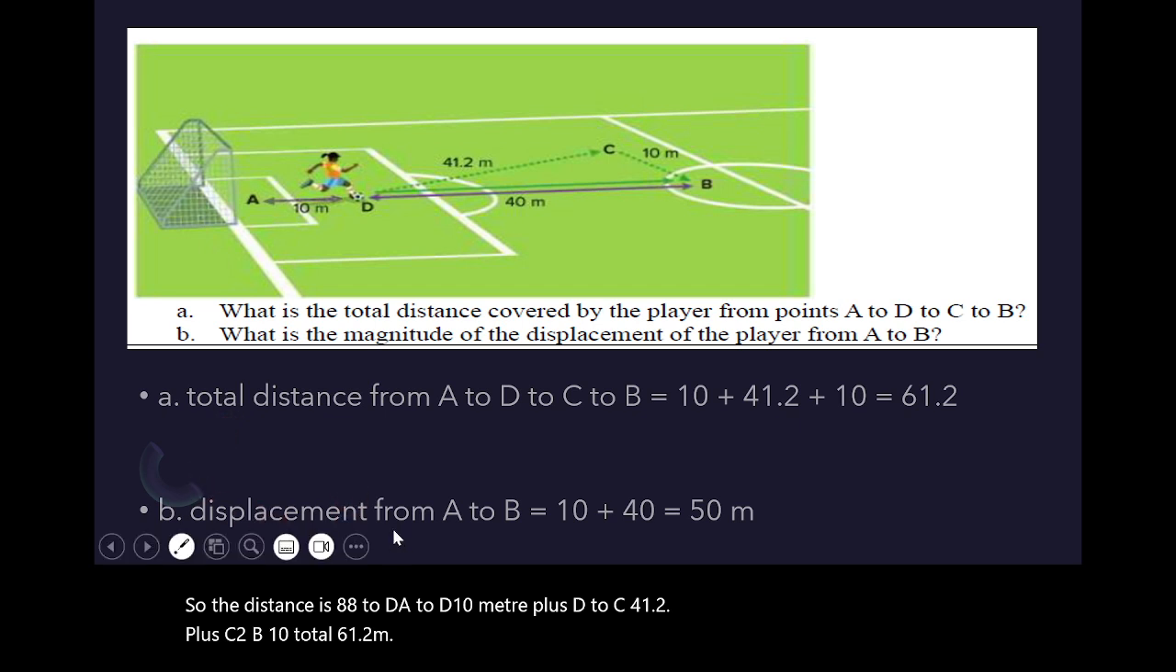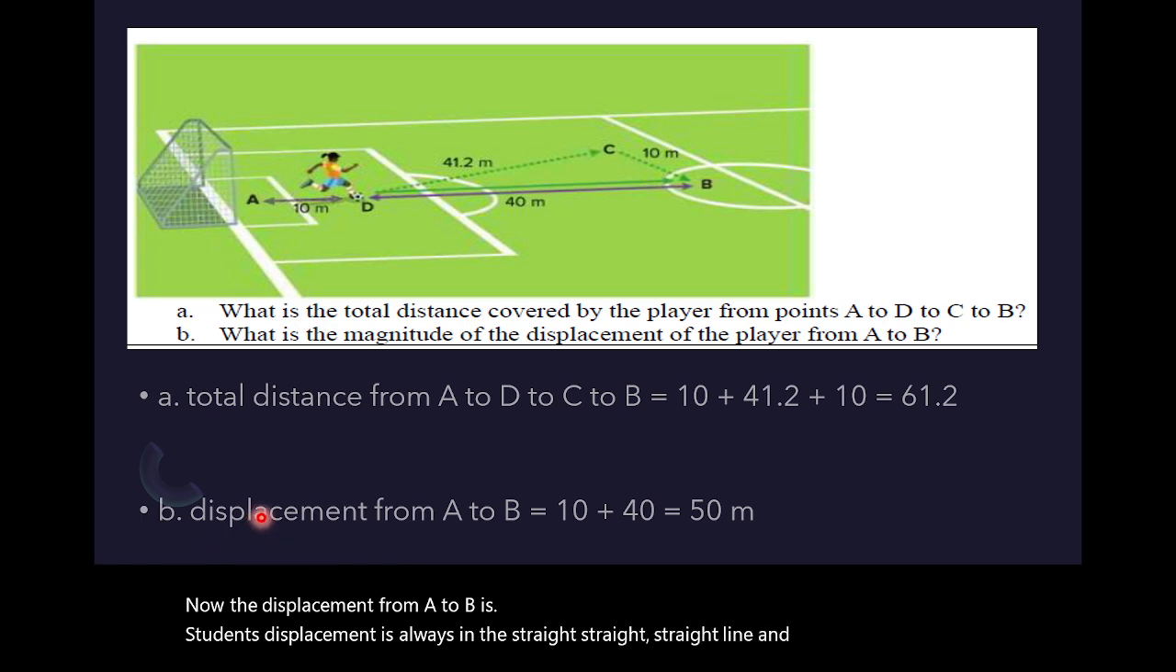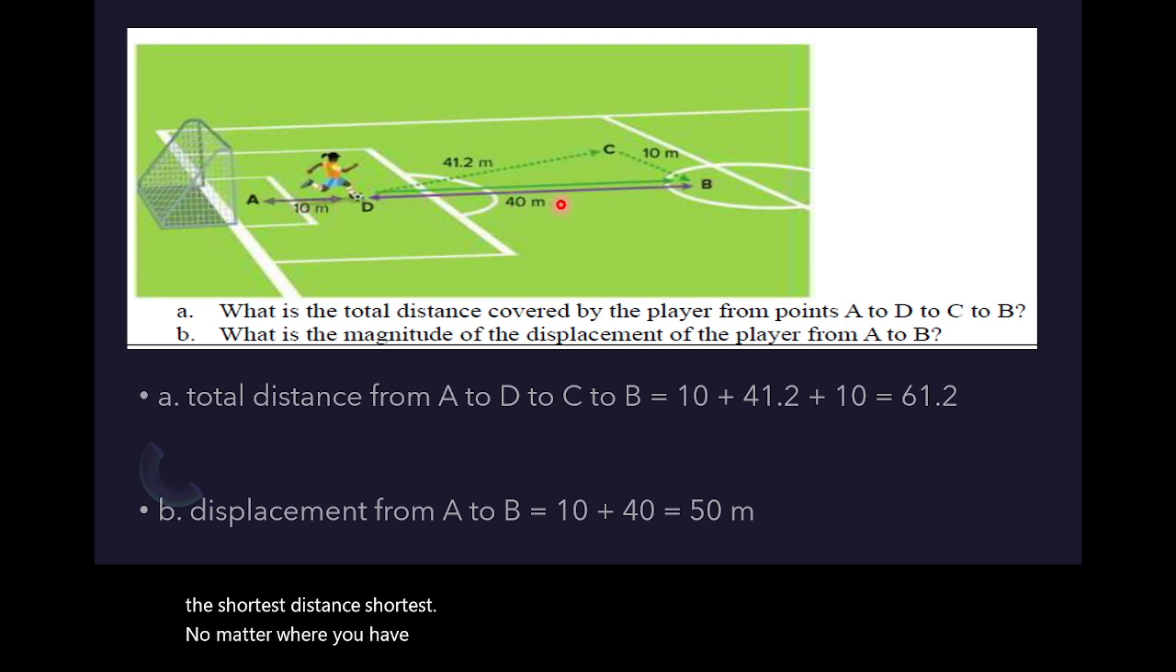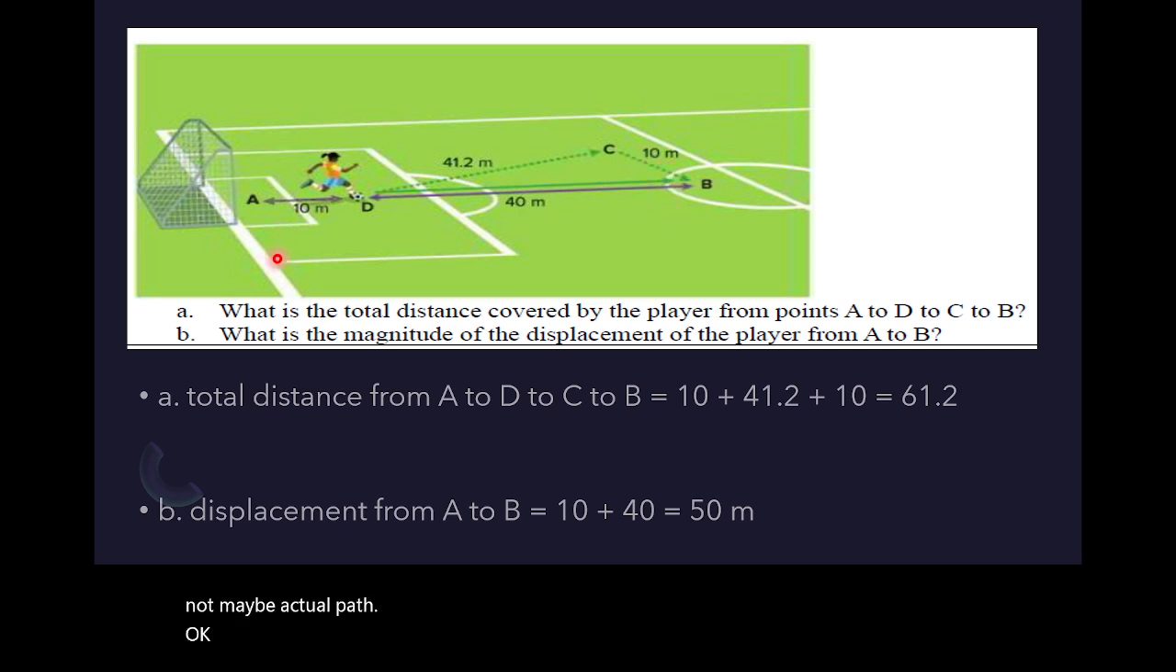Now the displacement from A to B. Students, displacement is always in a straight line, and displacement is always the shortest distance. No matter whether you have taken that path or not, displacement is always the shortest path, not maybe the actual path. So displacement is 10 plus 40, 50.